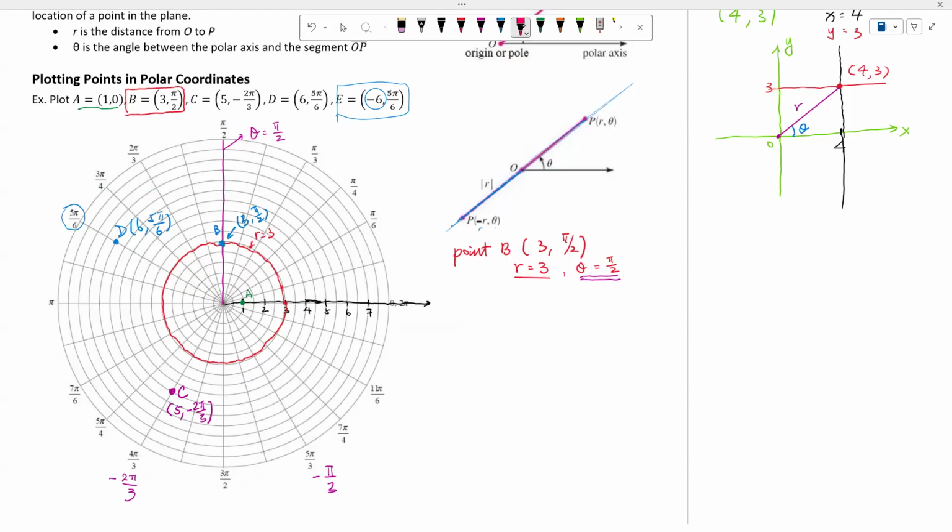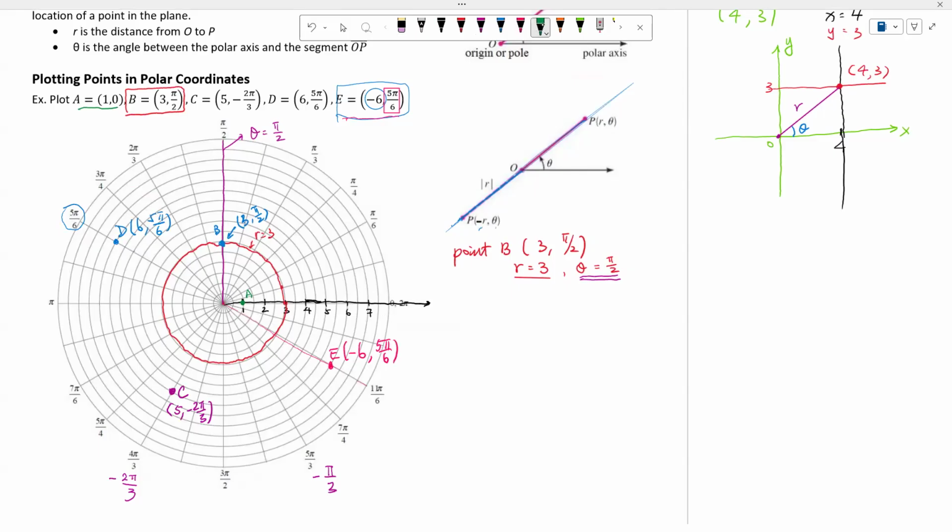So now, if I want to locate the point E right here, first I would like to work with the angle 5 pi over 6, and then extend it to the other side. Then we count the distance 6, 6 units, 3, 4, 5, and 6, okay? So this point right here will be the point E. So this point will be negative 6, 5 pi over 6.